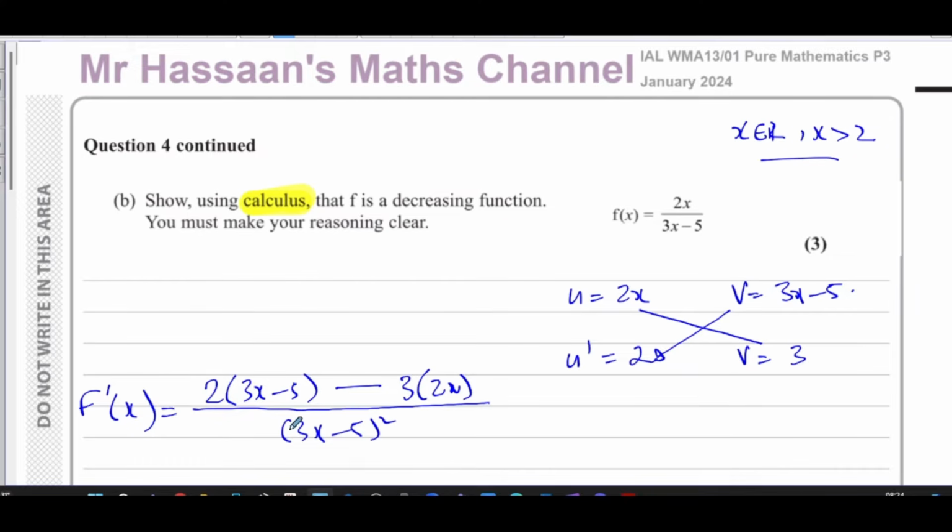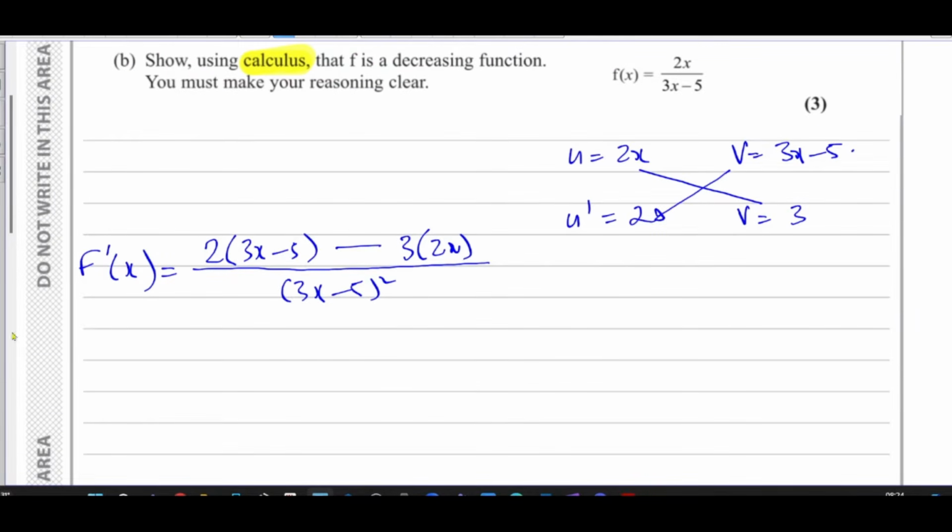This is the differential. So let's simplify this first, and then figure out how we can prove that it's always going to be decreasing. Decreasing means the gradient is going down. The gradient is always negative. I don't know what I said earlier, maybe I said something else, but decreasing means the gradient is always going to be negative.